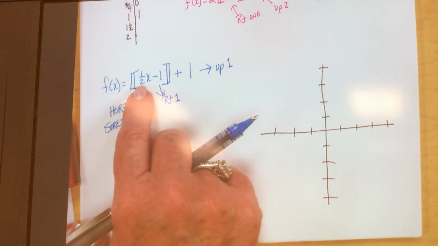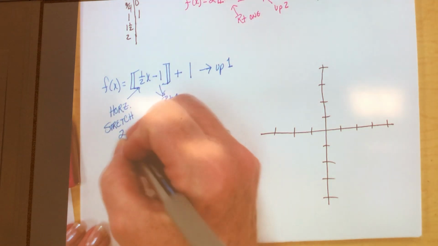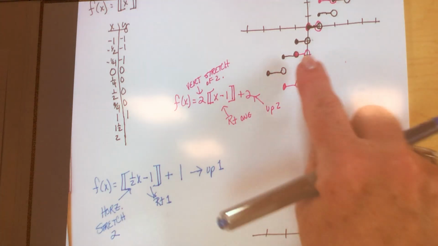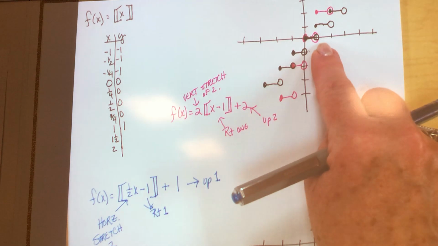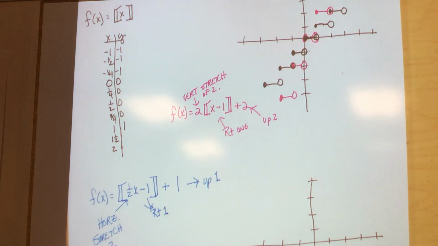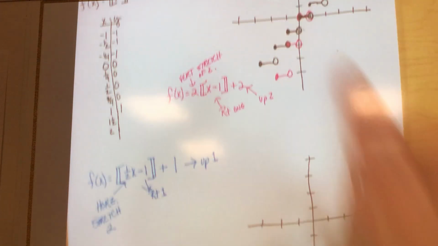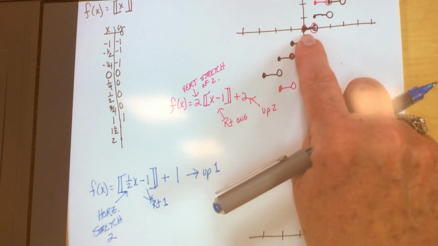What is the reciprocal of 1/2? 2. So tell me what that's going to do to these little black steps. Make them longer. That's exactly right. Instead of being 1 long, they're going to be 2 long. Now, y'all, it's still a function, okay? It's still a function.